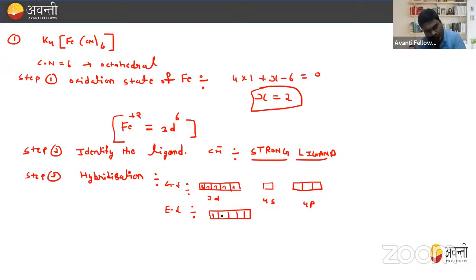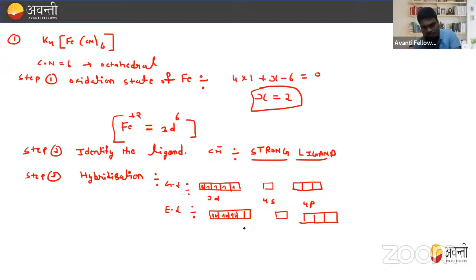How? That is 1, 2, 3, 4, and this is 5. Right. So that is how we have to fill the electrons if the ligand is strong. If the ligand is strong, then pairing will take place. So these 2 electrons get paired to form this. Okay. So now this s orbital is empty.